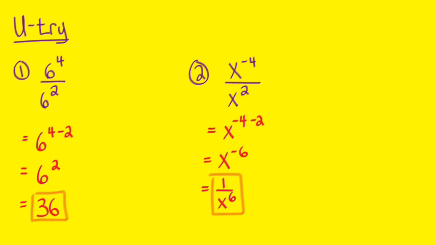right? Or I could have taken the ticket first and gone 1 over x squared times x to the 4th. And at this point I add, get x to the 6th. But really, it's up to you.